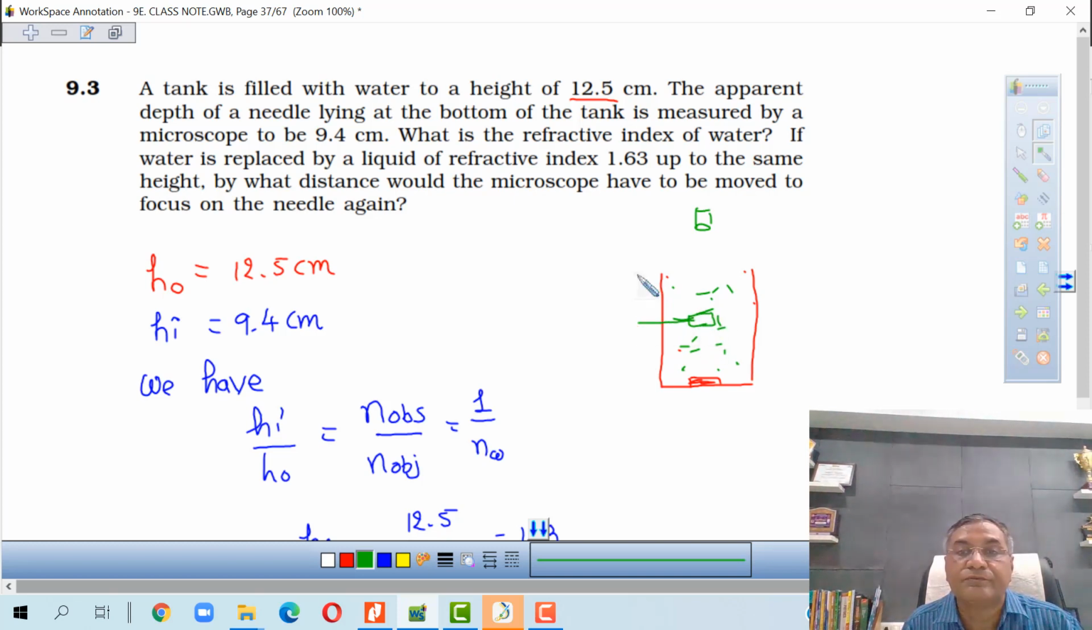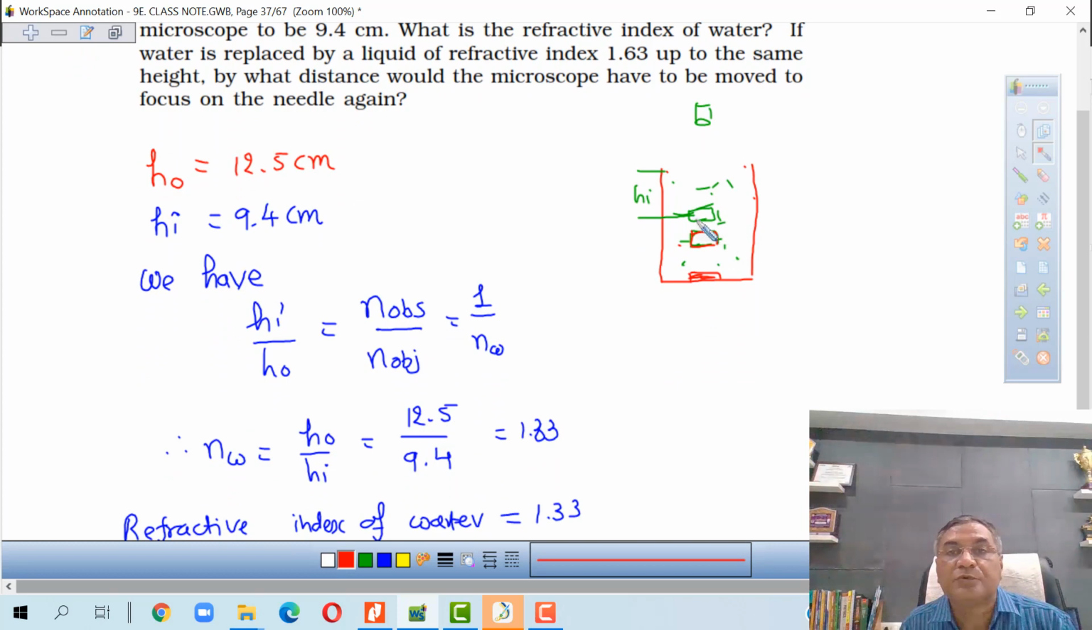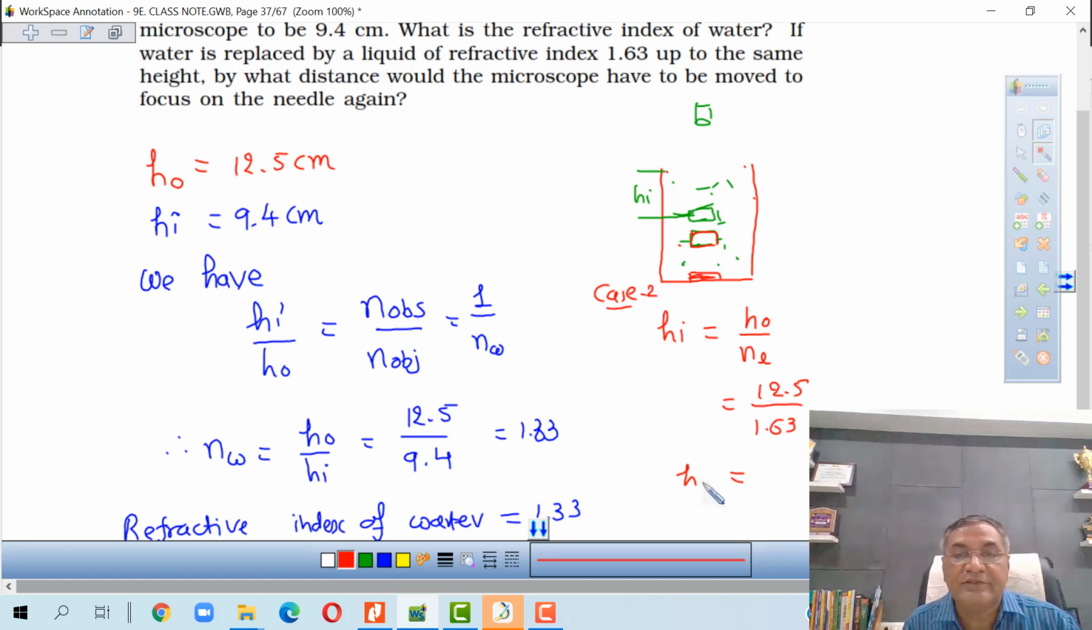So let me find this out. Where was it earlier? Somewhere here, maybe up, I don't know. Let us see. So we find out this position HI. So HI for case 2 is equal to, what will it be? HO upon N of liquid. I may use N, or you can use mu also. So HO is 12.5 and liquid 1.63.